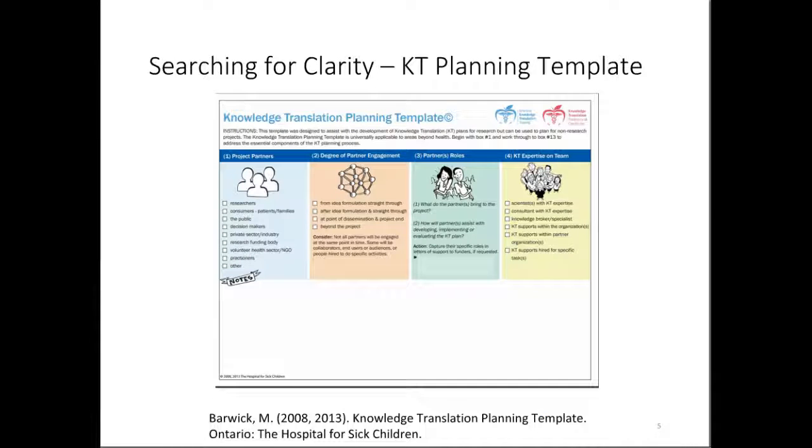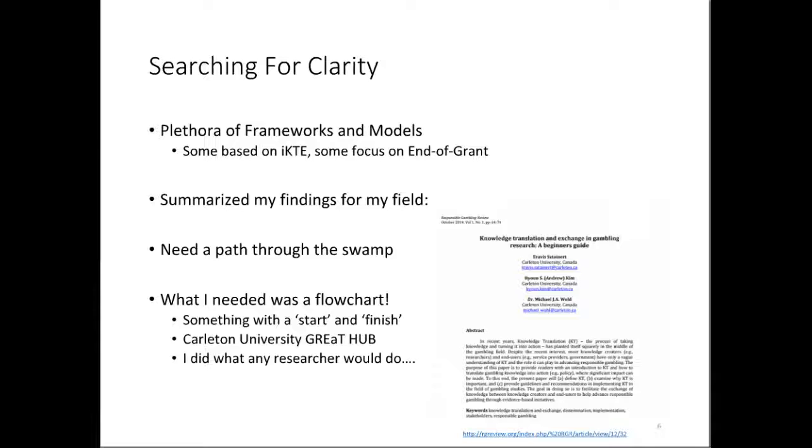I looked at the KT planning template, again, really great, and sort of laid out in a logical order. But again, I wasn't quite clear about what I should be doing with my research. And I looked at the LEADS brokering model, other models as well. I basically did a search of all the available models. And there seems to be a plethora of these frameworks and models and templates available, some based on an integrated approach, some focusing on end of grant KTE.